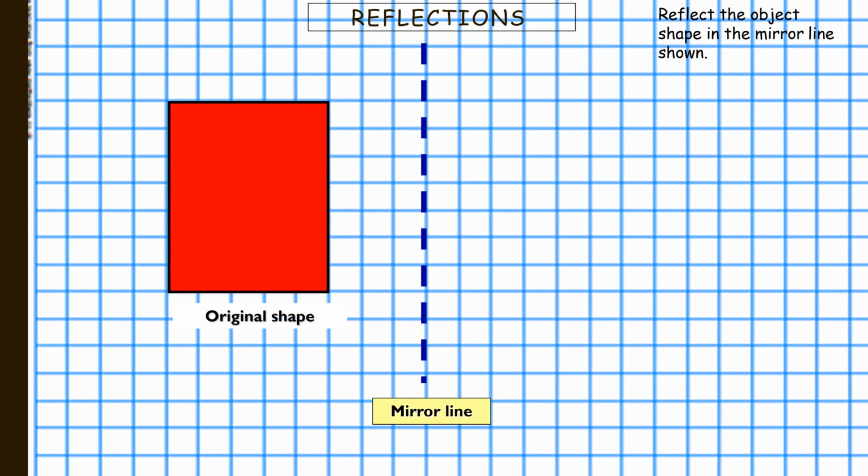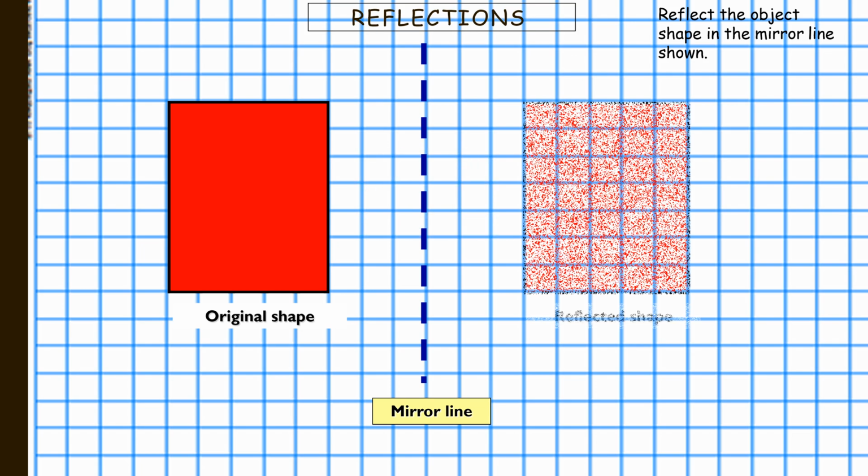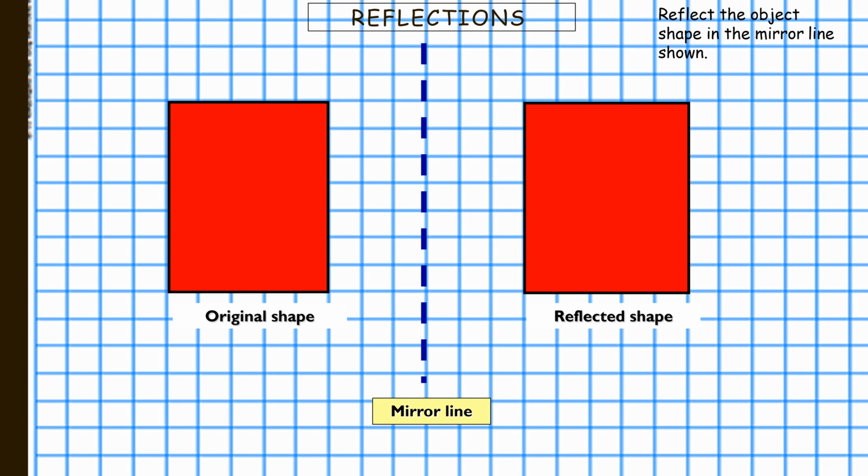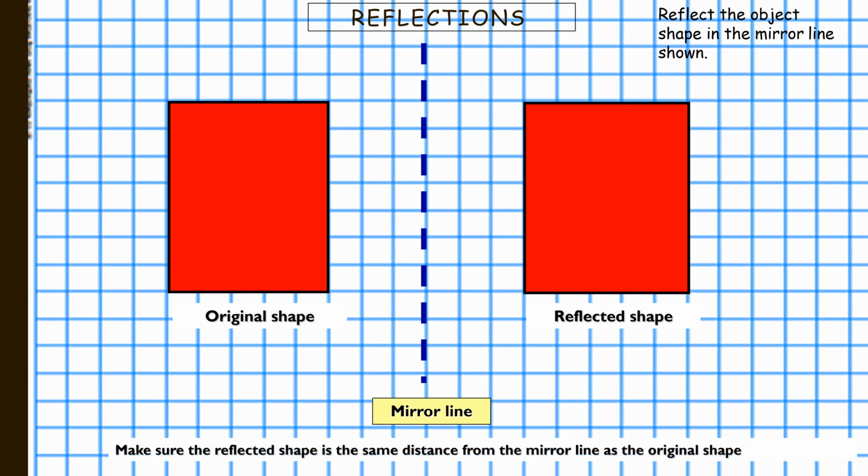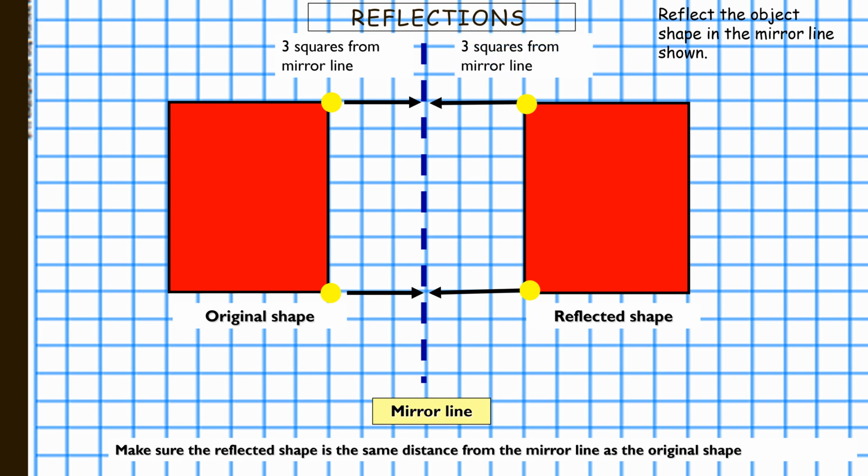So let's look at how we can reflect this shape in the mirror line shown. So we have the original shape, which is the object. When you flip it over the mirror line, you would get this. This is the reflected shape. Now you have to make sure that the reflected shape is the same distance from the mirror line as the original shape. The original shape is 3 squares from the mirror line. Also, the reflected shape is 3 squares from the mirror line.